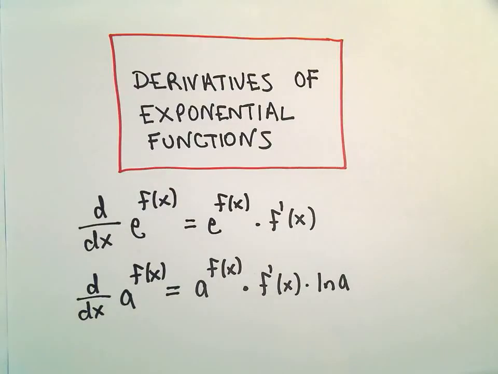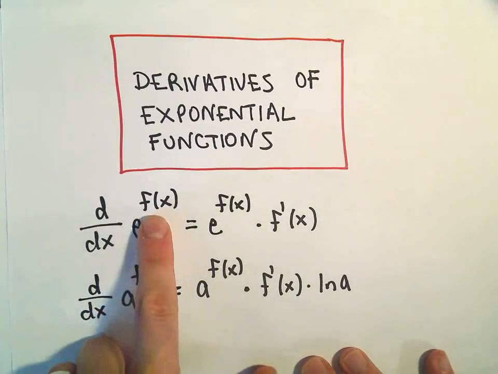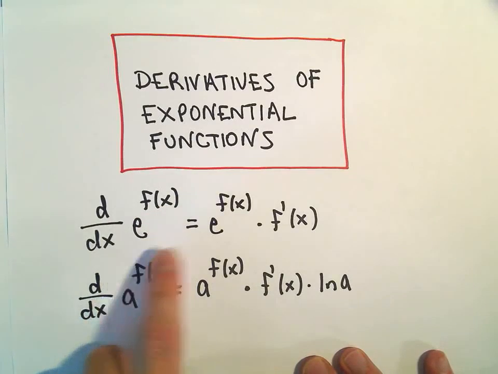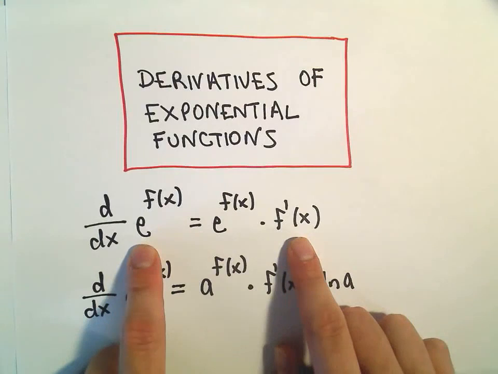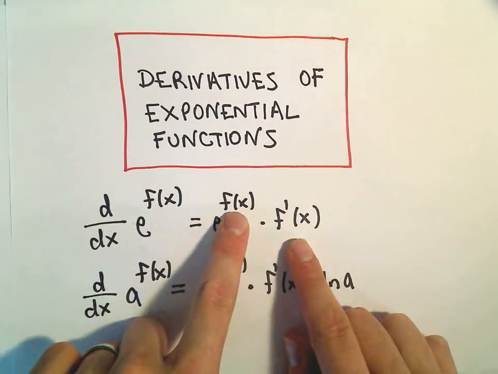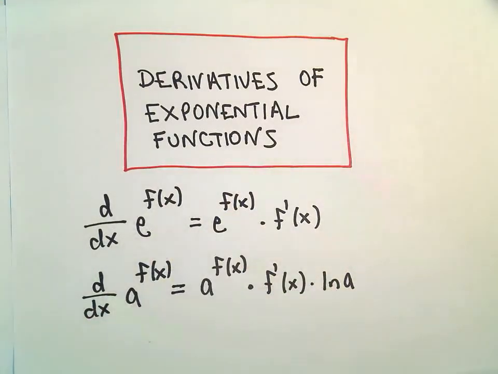Alright, in this video we're going to look at a couple examples of derivatives of exponential functions. And again, the formulas you need to remember: if you have e to some function, and we take the derivative of that, we get e to the function, so it just repeats itself. And then we have to use the chain rule and multiply by the derivative of the exponent.